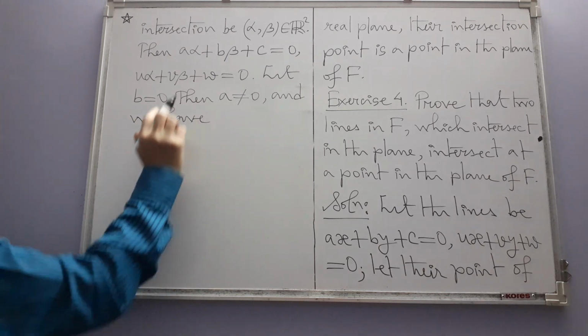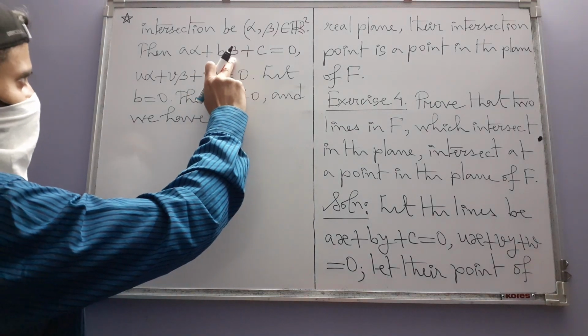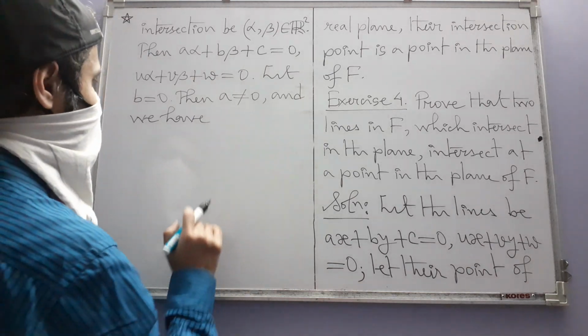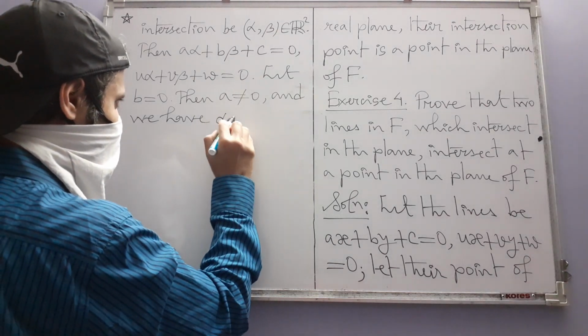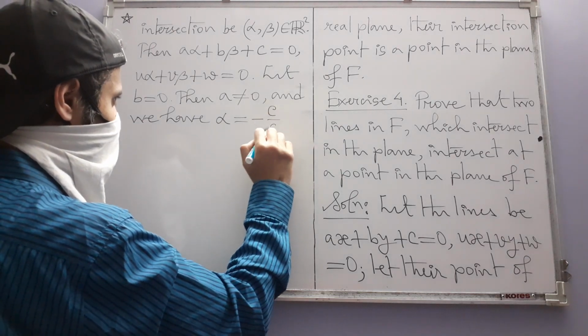So what shall we then have from the first equation? This middle term is not there, and a alpha plus c is equal to 0, and a is non-zero. Then we can solve for alpha. Alpha will be equal to minus c divided by a.